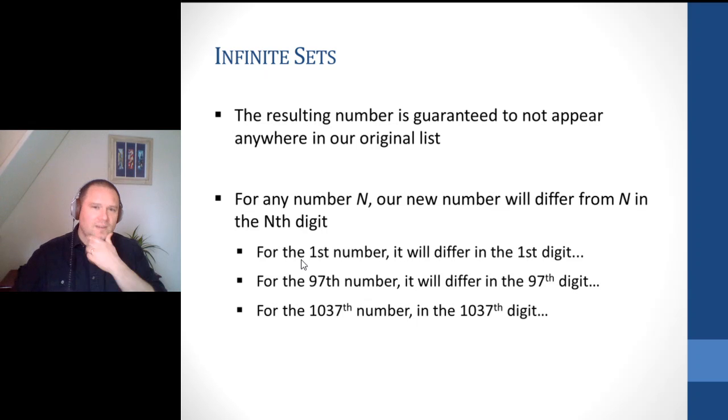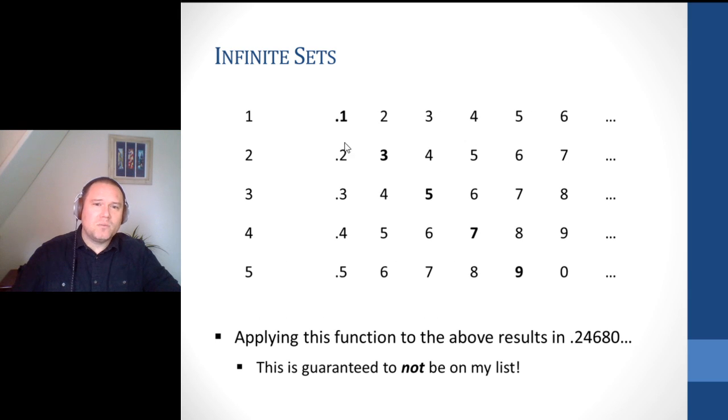Right? For any number n, our new number will differ from n in the nth digit. That is, for the first number, it differs in the first digit. Again, remember, our first number was 1. Well, cool, and the number we've generated, it's a 2. For our second number, right, its second digit is a 3. Well, cool, the number we generated, it's a 4. For the third number, its third digit's a 5. Cool, our number is a 6. For the fourth, it's a 7. Cool, our number is an 8.